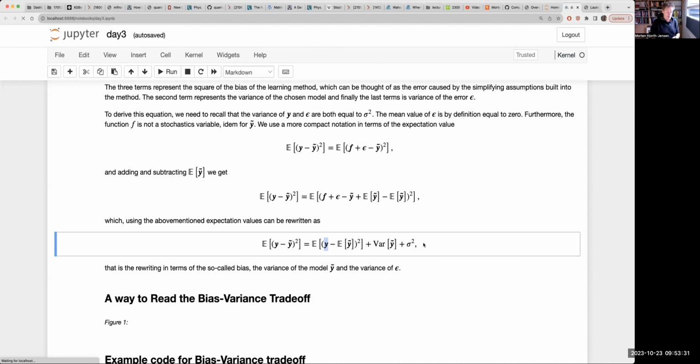So what we've done now is simply to rewrite the expectation value of the mean squared error in terms of three terms. One, this sigma squared from the noise, and then we have the variance of the model itself, and then we have the deviation of the mean value of the model from the data points which we want to reproduce. And there is a simple way to look at this. So let's switch over to the whiteboard and take a closer look at a simple example.